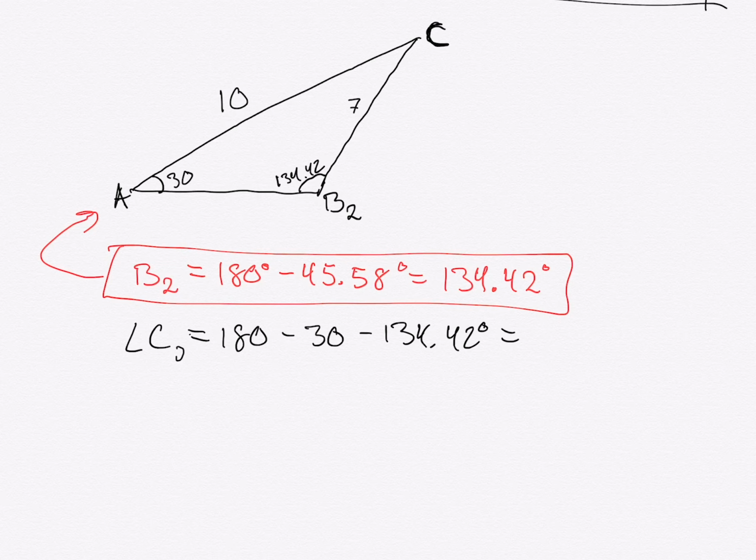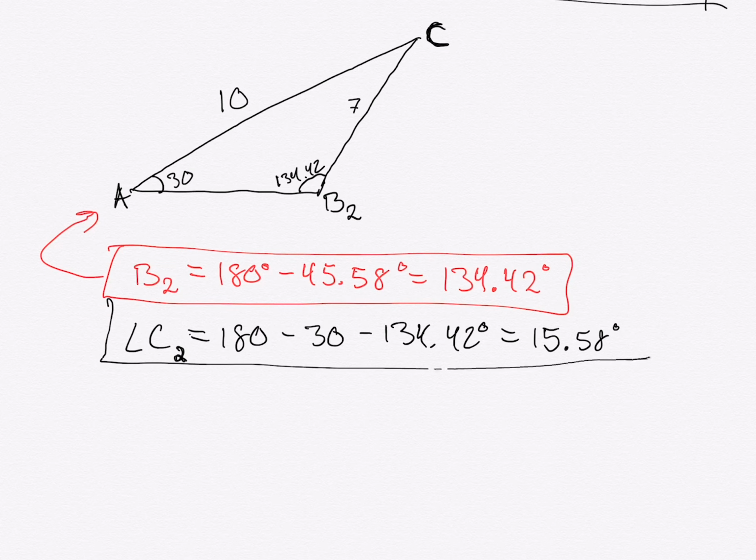We could call this C2 since it's part of our second triangle. It's the second angle C that we've seen so far in this very long triangular conversation. I got 15.58 degrees rounded to 2 decimal places. And that's angle C, and side length C can be found same as when we talked about our first triangle.